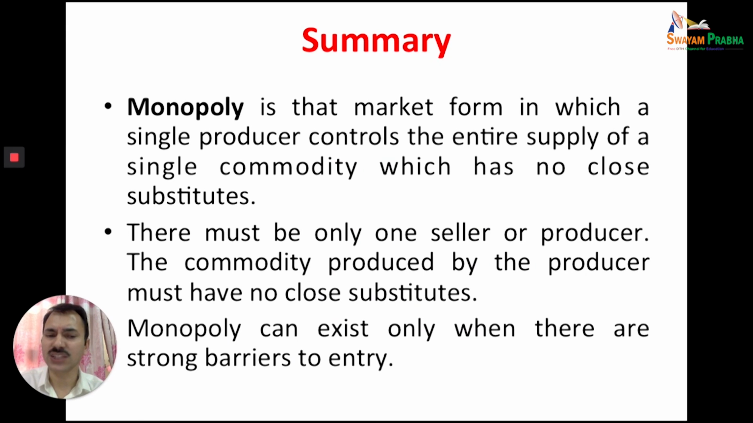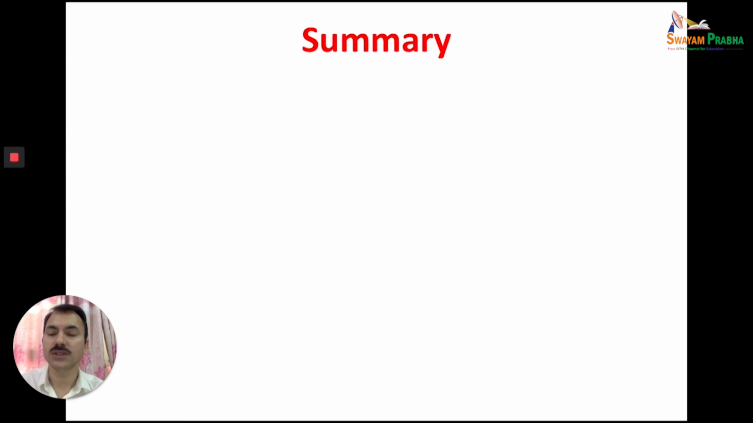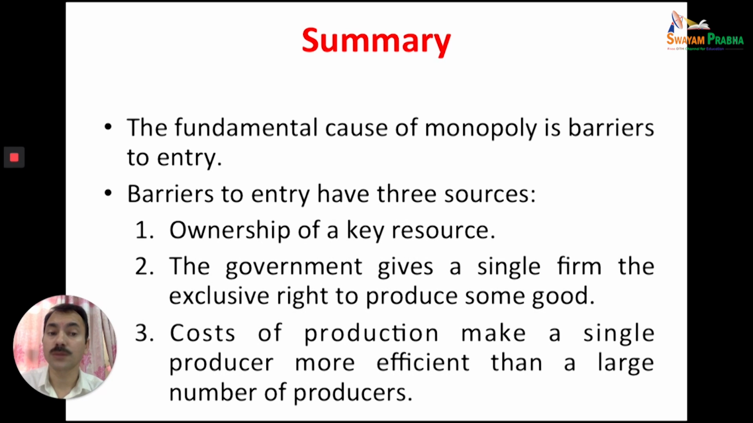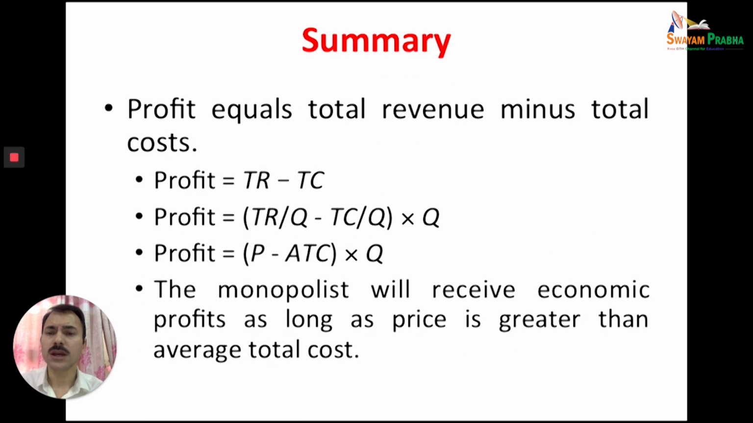Monopoly can exist only when there are strong barriers to entry. There is no possibility of new firms entering. The fundamental causes of monopoly barriers we have discussed. Ownership is a key source. The government gives a single firm the exclusive right to produce, or through licensing of some goods. Cost of production may make a single producer more efficient than a large number of producers. And we have discussed profits, revenue, etc.